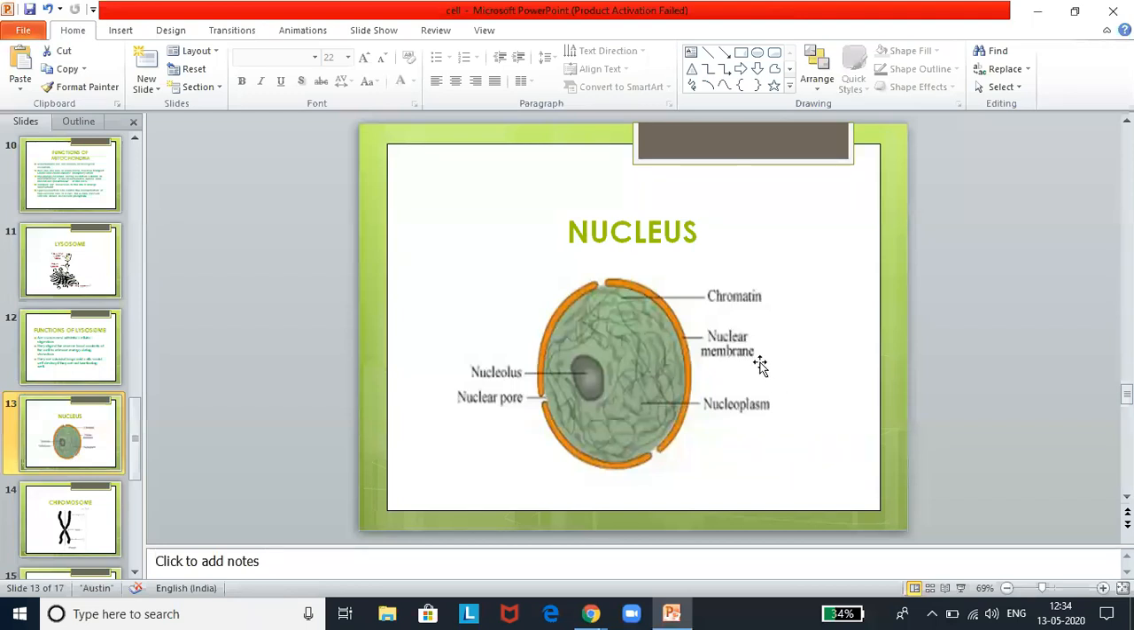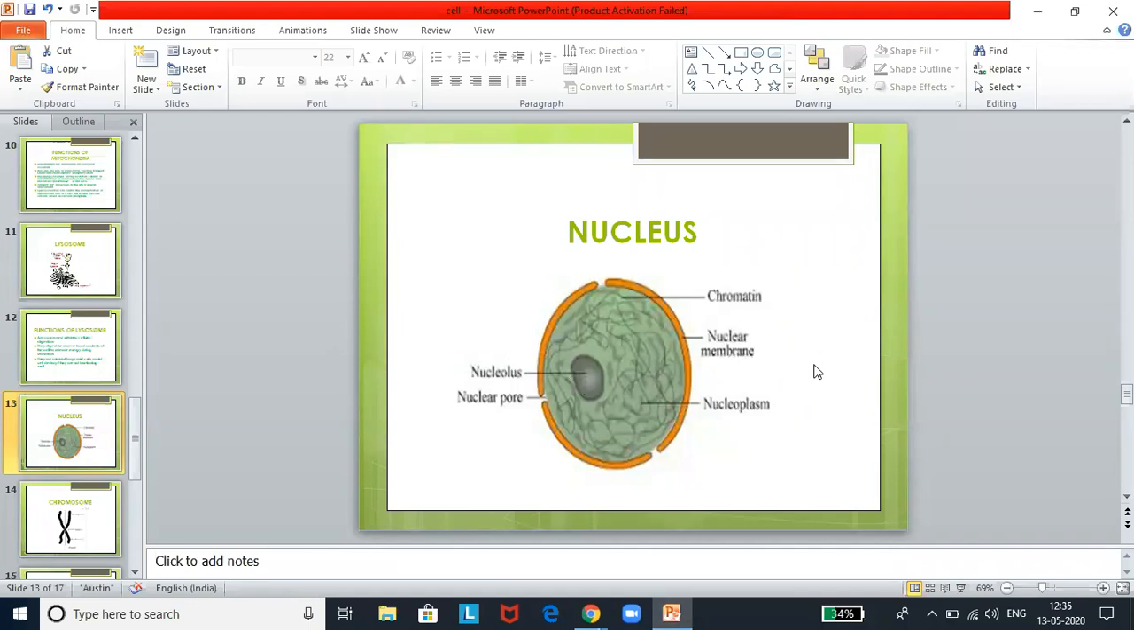Electron micrograph studies have shown that the nucleus consists of the nuclear membrane, nucleoplasm, chromatin network, and the nucleolus. So all these parts you can see here. Now let us look at the nuclear envelope. The nucleus is surrounded by a double membrane called the nuclear membrane. It is made up of proteins and lipids and forms a boundary between the nucleoplasm and the cytoplasm.